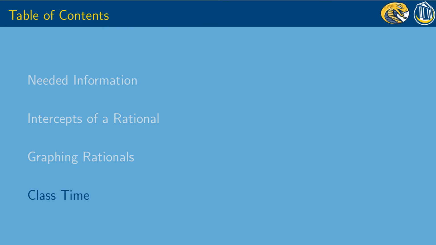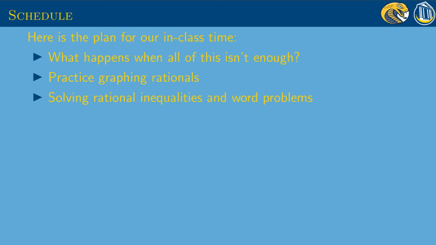In class, we're going to talk about how to graph the other side in a little more detail. We'll work on practicing graphing rationals, and we'll talk about how to solve rational inequalities and word problems. We will talk about what happens when all of this isn't enough information. We'll practice graphing rational functions, and we will solve rational inequalities with word problems.